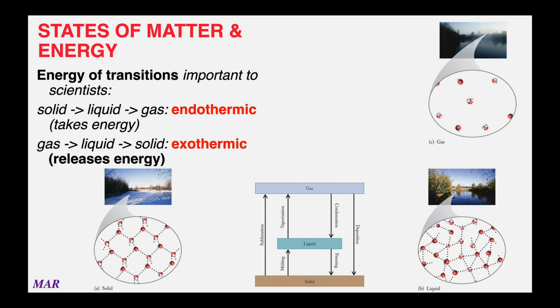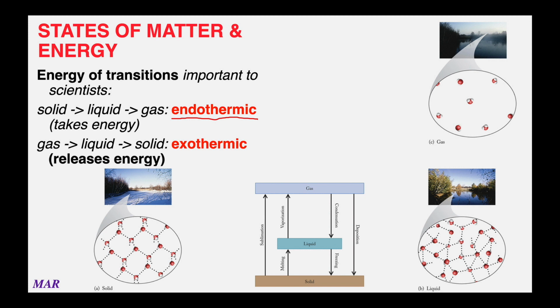Anytime you go from solid to liquid or liquid to gas, it's going to take energy to make those transitions possible. They don't just happen by themselves. And chemists refer to this as an endothermic transition. So endothermic means that it takes energy to happen. So solids to liquids, liquids to gas, always endothermic. On the other hand, if you go gas to liquid or liquid to solid, you're going to see that you actually end up releasing energy.